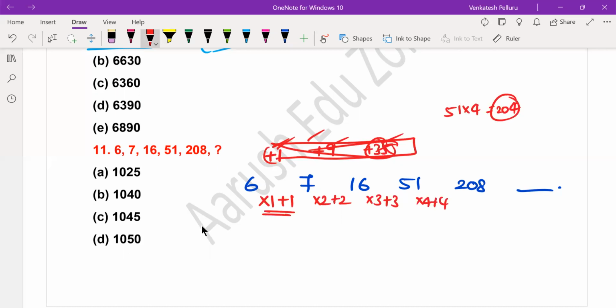So according to the logic, into 1 plus 1, into 2 plus 2, into 3 plus 3, into 4 plus 4, obviously the next number will be obtained by multiplying this with 5 and then adding 5. So I hope you are understanding. So only if you know the tables properly can you identify these numbers perfectly, a bit quickly.